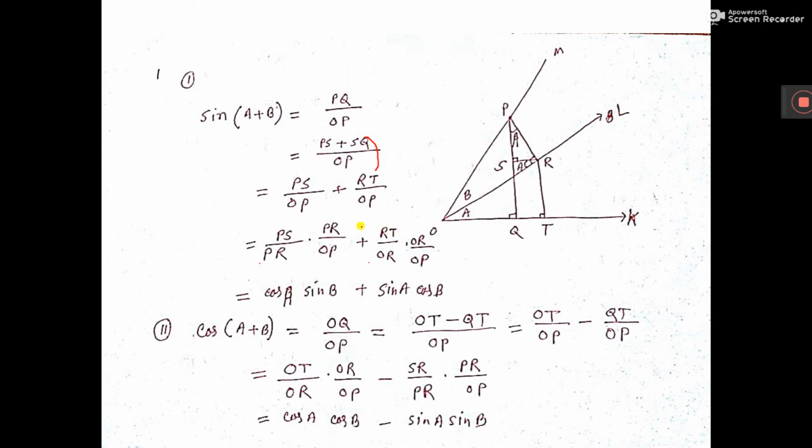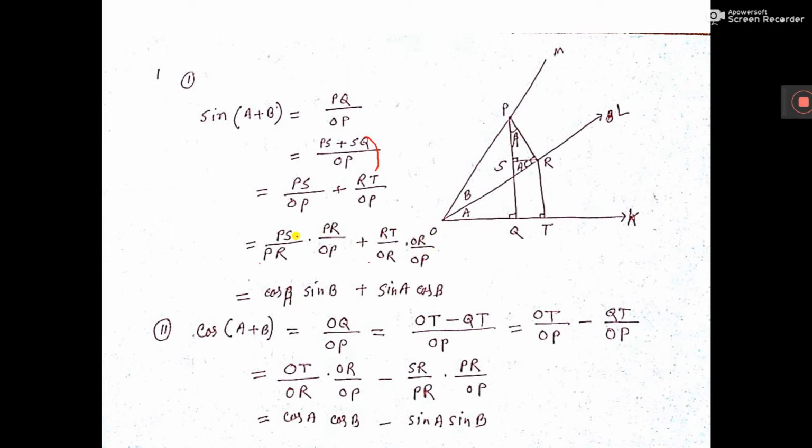This PR divide and multiply, OR divide and multiply I did. Why do I do this? The answer is that I want to use PS. PS is the side of which triangle? Triangle PRS, and this triangle's hypotenuse is PR. So I divide by PR and multiply by PR. Similarly here also RT. RT is the side of which triangle? ORT, and here the hypotenuse is OR. So you divide by OR and multiply by OR.